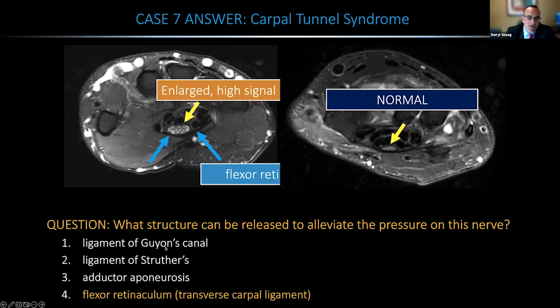Just to go over the other answer choices, I'm not aware of any such thing as the ligament of Guyon's canal. I'm sorry, that was a bit of a trick question, but the ulnar nerve courses through the Guyon's canal. The ligament of Struthers, just above the elbow, but not something really to worry about. And the adductor aponeurosis is something that we think about in the context of a skier's thumb related to instability of the ulnar collateral ligament at the thumb MP joint.